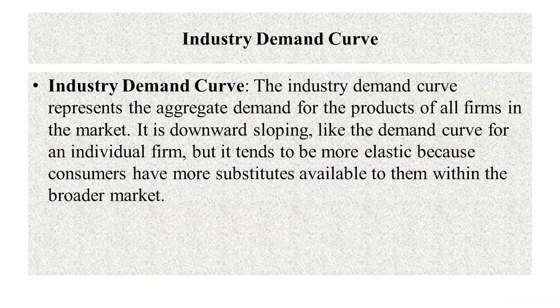Next one is the industry demand curve. The industry demand curve represents the aggregate demand for the product of all the firms in the market. It is downward sloping, like the demand curve for an individual firm, but it tends to be more elastic because consumers have more substitutes available to them within the broader market. These demand curves in monopolistic competition, as you can see, reflect the basic economic principles of consumer behavior and the relationship between price and quantity demanded.